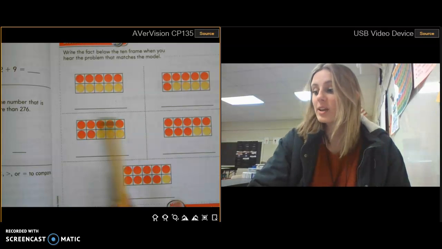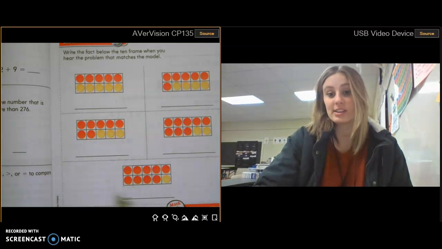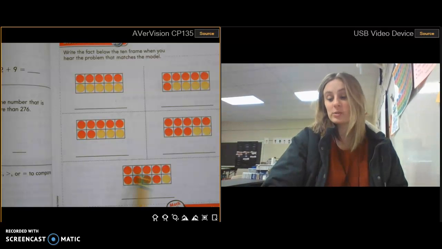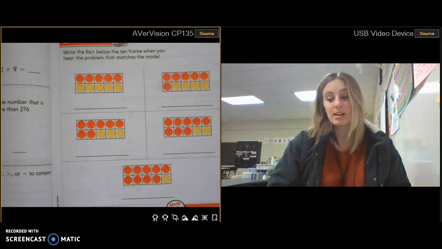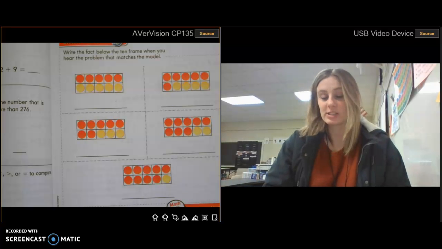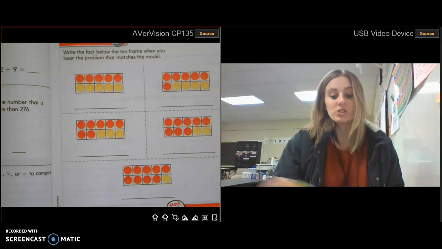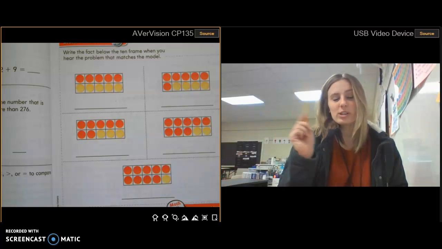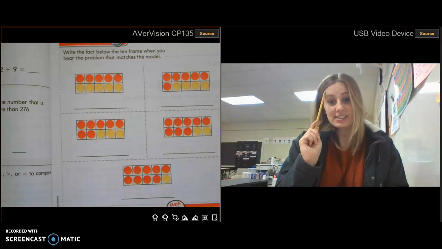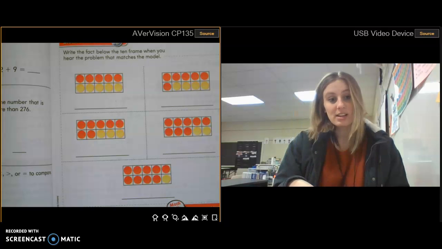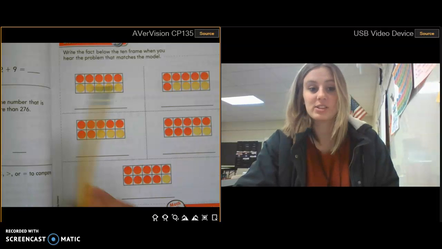So the first color that we see always right here in this page is red. So we know that our red counters match our first number, and then our yellow counters match our second number. This is just an addition problem, right? So we need to think which one of our tens frames has 6 large dogs and 4 small dogs. So we need to look at our counters. Let's look at this first one.